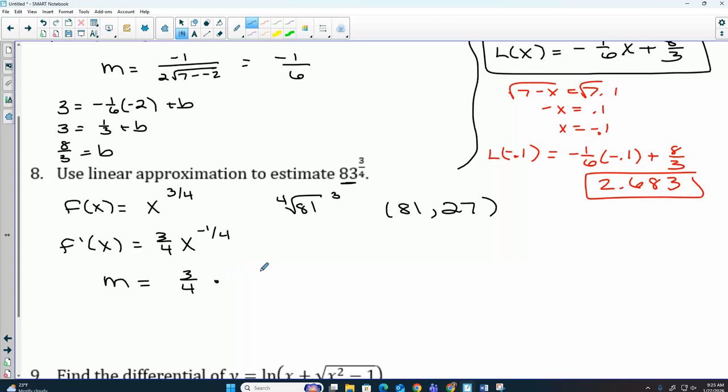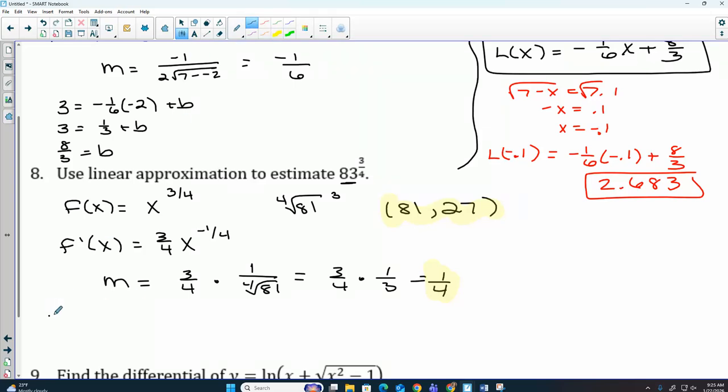So now I need to do 81 to the negative 1/4 power. Okay, that's like 1 over the 4th root of 81. What's the 4th root of 81? So our slope is 1/4. So now we have a point. We have a slope. We're just writing the equation alone.